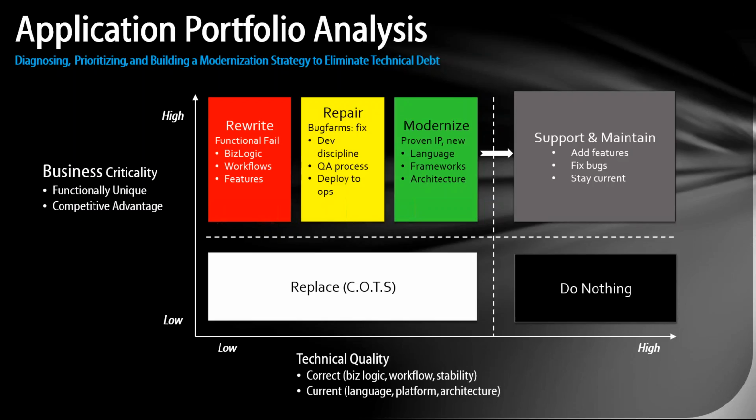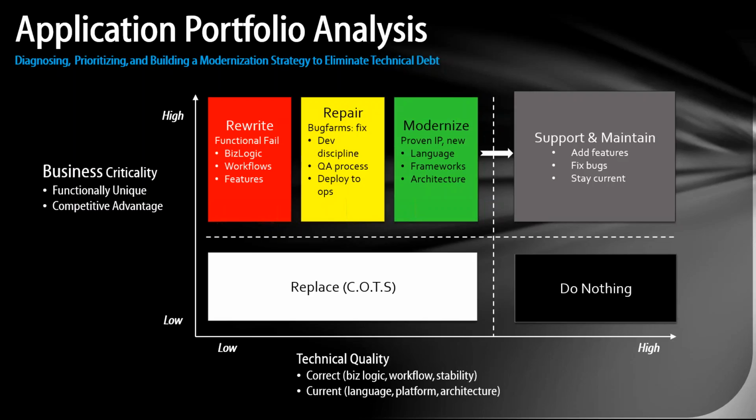The other axis is the technical quality of the application. Is it correct, is it free of defects, does it meet the business requirements, is it coded in a language that's currently in support, is it running on a platform that's currently in support. So from low, meaning a lot of technical debt and a lot of obsolescence, to high, the code is clean, it's well structured, it's loosely coupled, it's written in a modern language like Java or C# or JavaScript or Python or something like that.